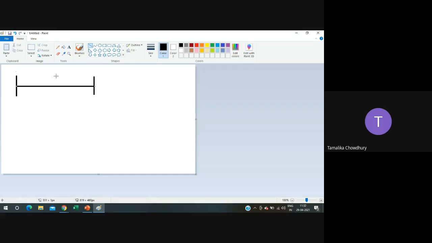Now you see there are two ends of the line. The line that is joining them is known as the transmission line. It has a sending end voltage. We term this as Vs, the sending end voltage, and Vr as the receiving end voltage. Why? Because this is the sending end, this is the receiving end.